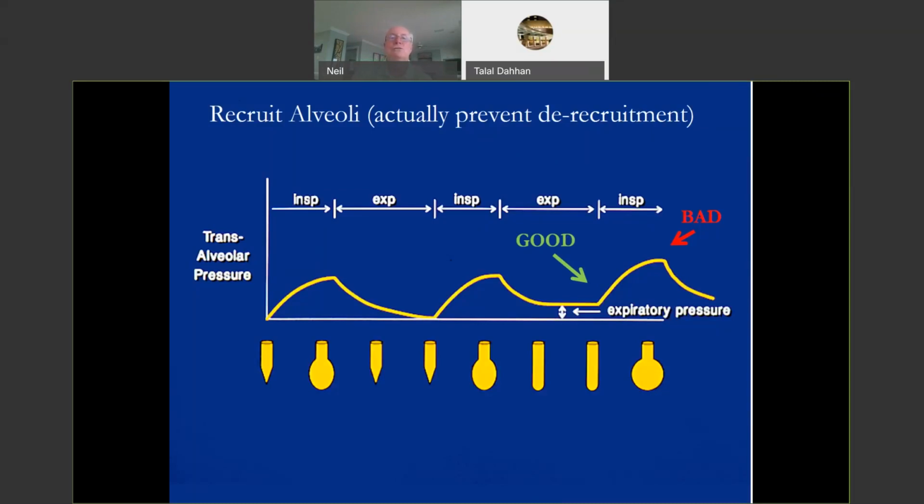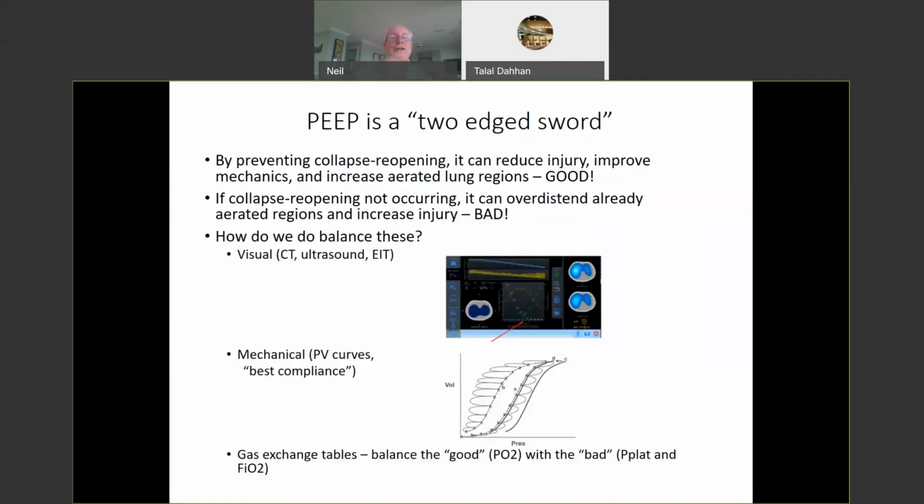PEEP is a two-edged sword. By preventing collapse and reopening, it reduces lung injury, improves mechanics, and increases aerated lung regions. This is good. However, if collapse reopening is not occurring in healthier regions, it can overdistend already aerated regions and increase injury, and that's bad. So how do we balance these?